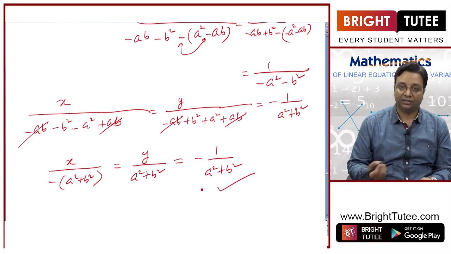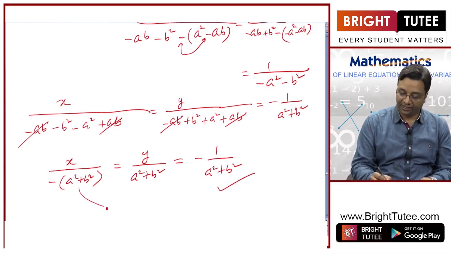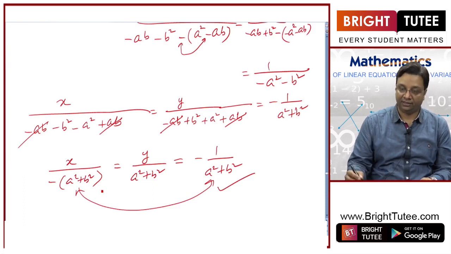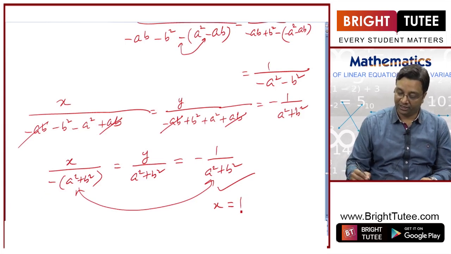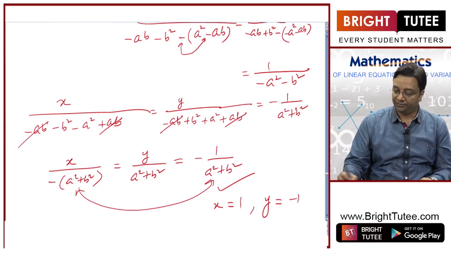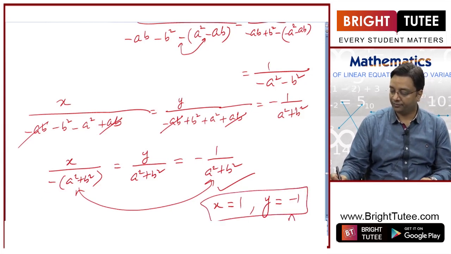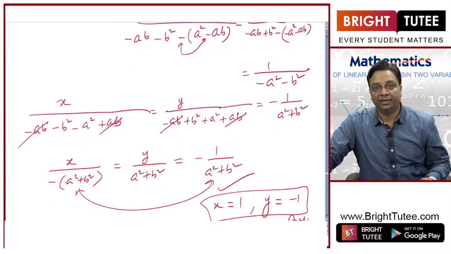After this, it is just the simple comparison of these equations for x. So, x will be equal to, this negative will be cancelled, a square plus b square will be cancelled. So, x is equal to 1 and y is equal to minus 1, right.